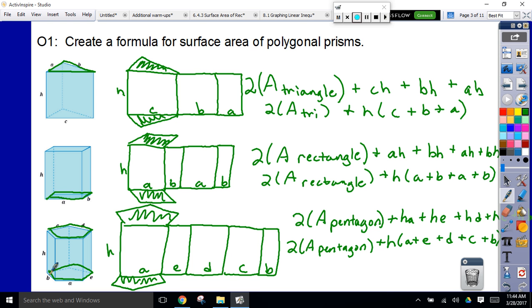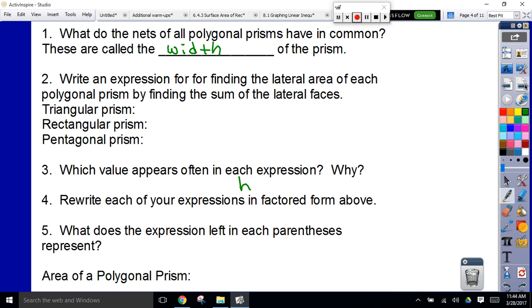What am I finding when I'm adding those things together? Megan? The perimeter. Yeah, that's important to know. I'm finding the perimeter. So the expression represents the perimeter. Okay, so our formula for the area of a polygonal prism can be simplified to this. Area equals P times W plus 2B.